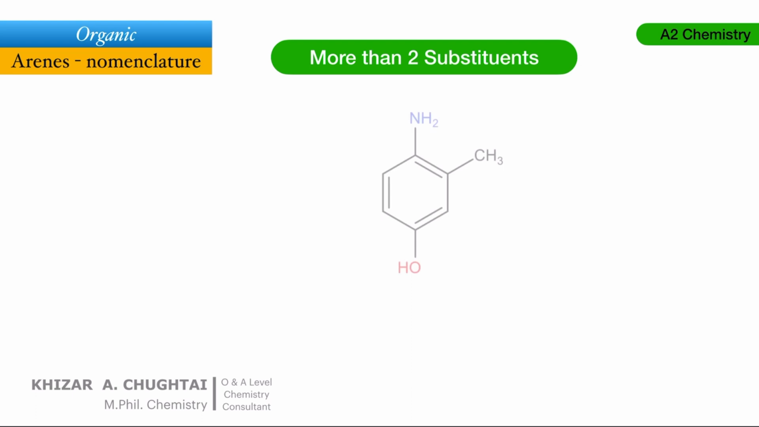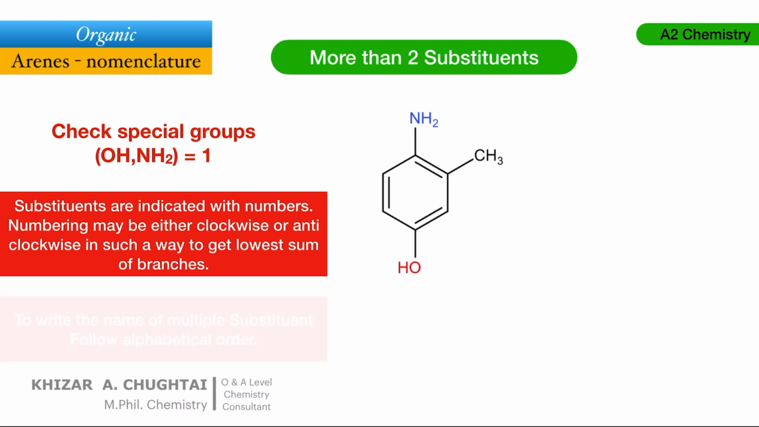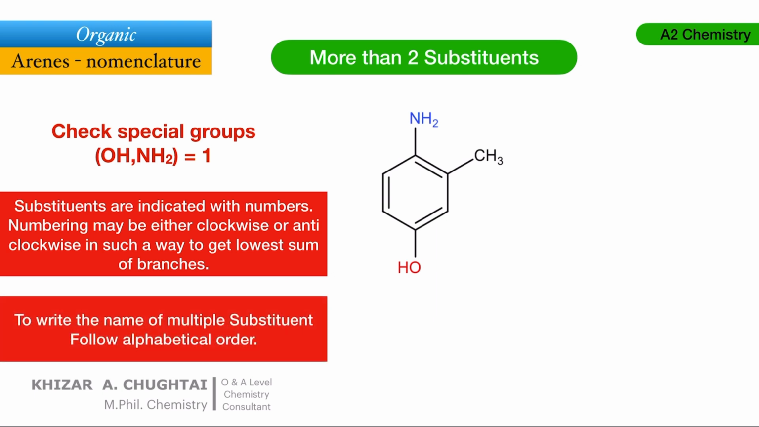If there are more than 2 substituents, then what to do? Check the functional groups first of all. And you will have to give the number 1 to the functional group. Once again, there are 2 functional groups. One is the NH2 group and the other one is the OH group. So as you have seen, this carbon having the OH group will be carbon number 1. Then we will write the numbering in such a way as to get the minimum numbers for the branches. Once again, I'm going anti-clockwise and 2, 3, 4.